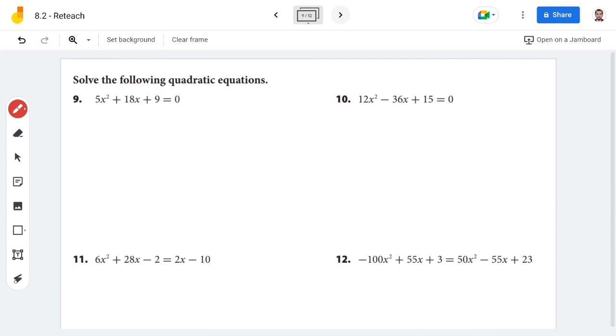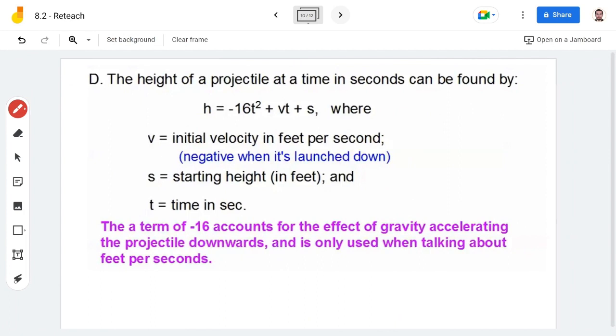Now, here are some questions. You can try to solve them by yourself. Now, the last part of the lesson, which is word problem solving. As you can see here, the height of a projectile at a time in seconds can be found by this formula.